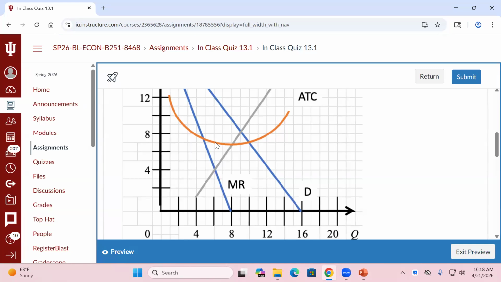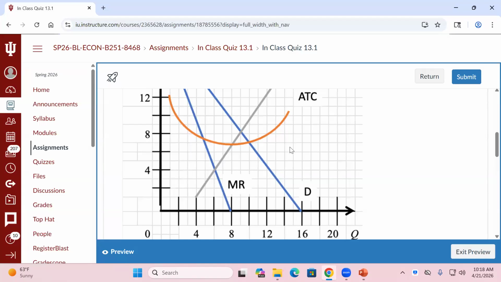So if I ask you a follow-up question, what's true about the profits of this firm? The price is above average total cost. Everyone in unison should say positive. Okay. So if I have positive profits at that profit maximizing quantity of 6, because that price of 12 was above my average total cost of 9, I've got positive profits. Okay. Any questions on that one before we keep moving?